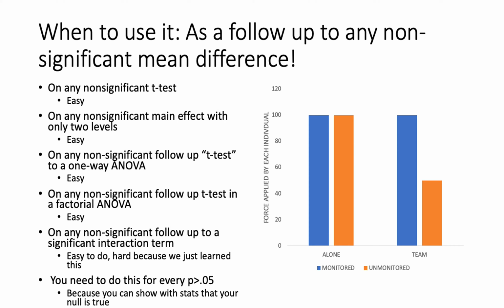So if I'm looking at monitored, right, I see that monitored alone and monitored in a team, they have the same score. That would be a non-significant p-value on a t-test. And so then I run the TOST afterwards to see if those two means are equivalent. I wouldn't do it on the two orange bars because those are going to show up significantly different. Again, if they didn't show up significantly different, I would run the TOST on them as well.